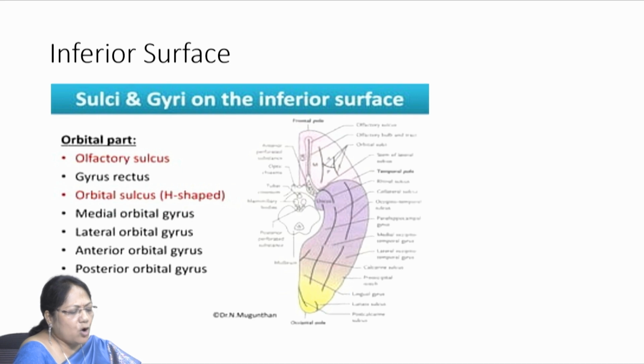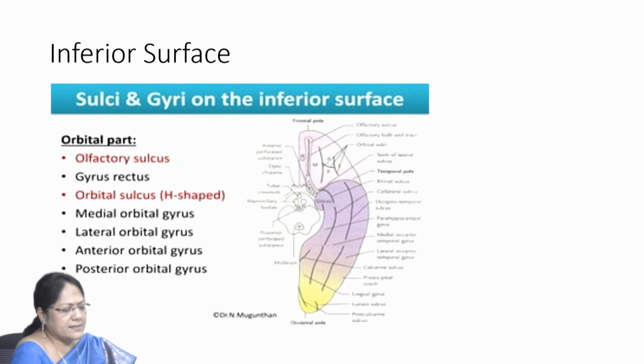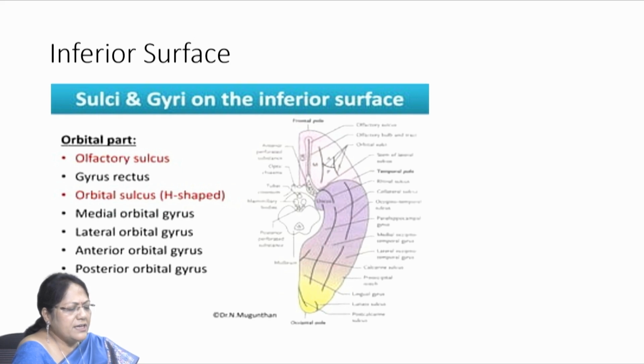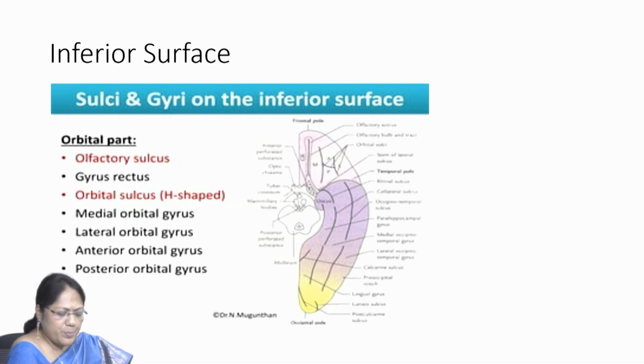Here we get the olfactory sulcus. By its side we get the H-shaped orbitofrontal sulcus, or orbital sulcus. This is the H-shaped orbital sulcus with the medial orbital, lateral orbital, anterior orbital and posterior orbital gyri. This part is the tentorial part of the inferior surface of the cerebral hemisphere.